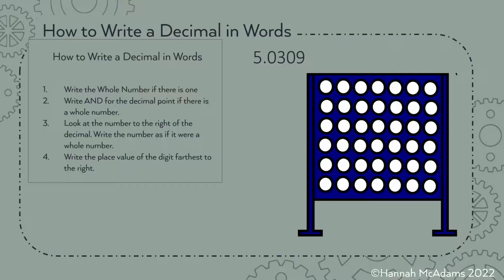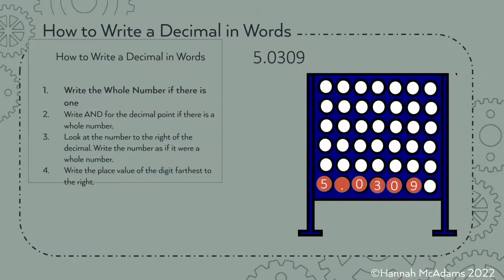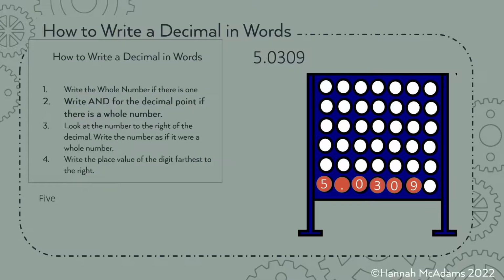All right, let's do one more. So this one, we have a 0 that is a placeholder, and I will show you what I mean in just a minute. But let's start with write the whole number, if there is one. It's 5. Okay, and since we have a whole number, we have to write "and" to represent the decimal point.